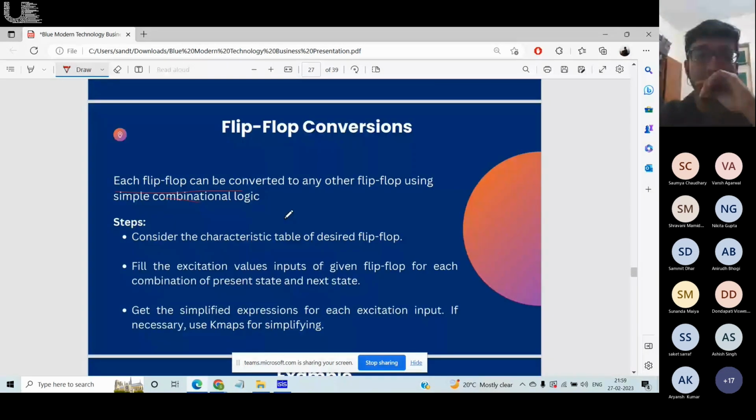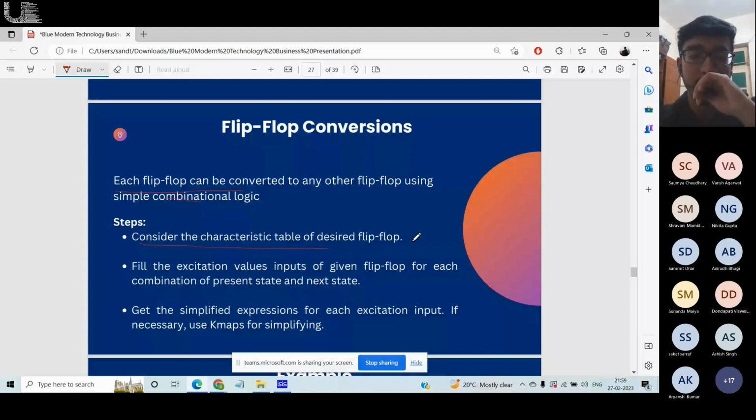Say you don't have a T flip-flop but you have a JK flip-flop, and you want to implement a T flip-flop from a JK flip-flop. How will you do that? Step number one, you take the characteristic table of the desired flip-flop. And what is the characteristic table? I'll be showing you that with an example.